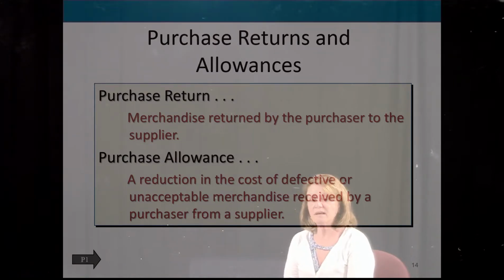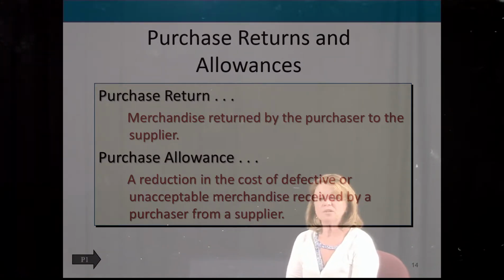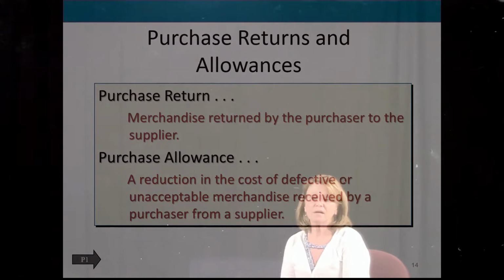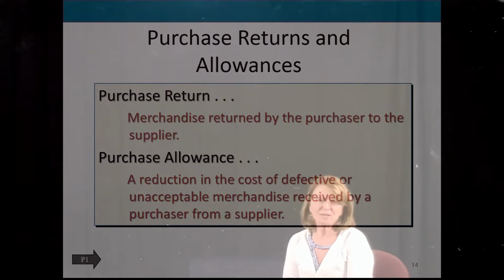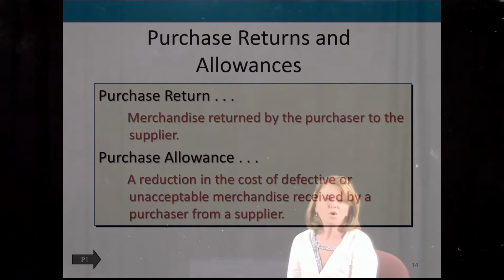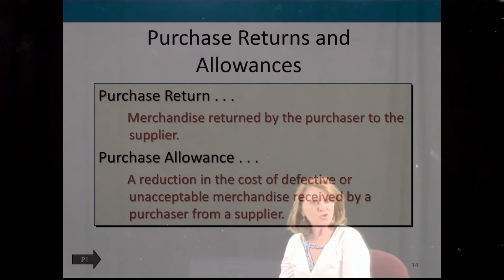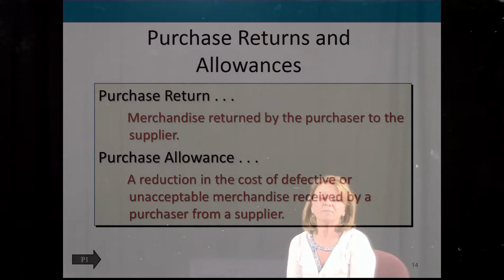Purchase returns and allowances. Purchase returns are merchandise returned by the purchaser to the supplier. So if someone sends you merchandise that's not the quality you want, or they send too much, or it's not what you ordered, that's a return, and you send it back to the supplier.